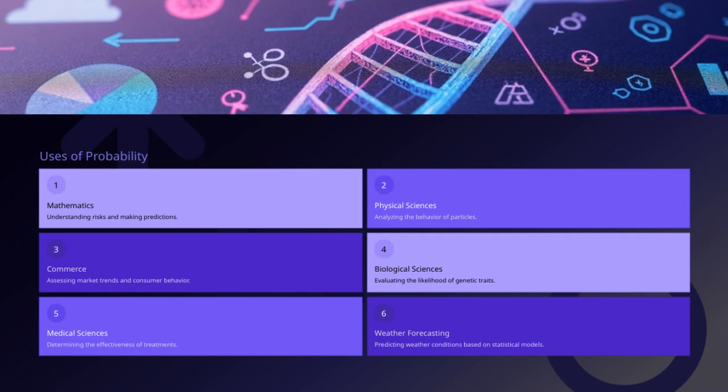Connecting all these points, the overarching theme is that probability provides a powerful framework for understanding and predicting outcomes across diverse disciplines. It's truly a foundational tool that helps us make sense of uncertainty in our world.